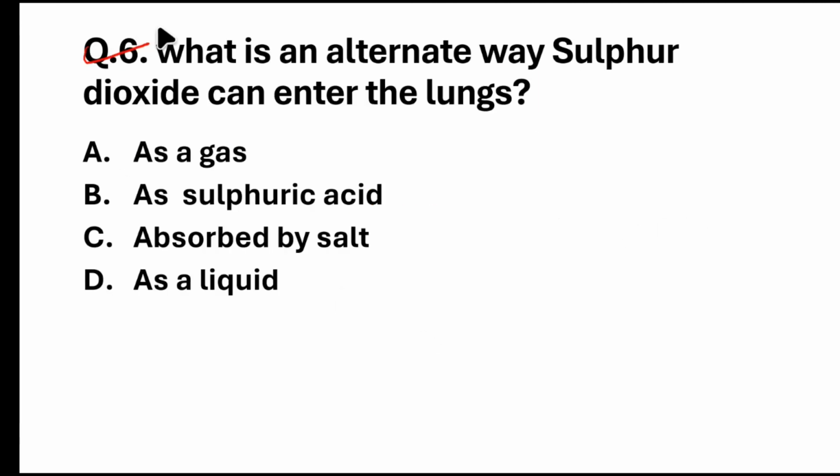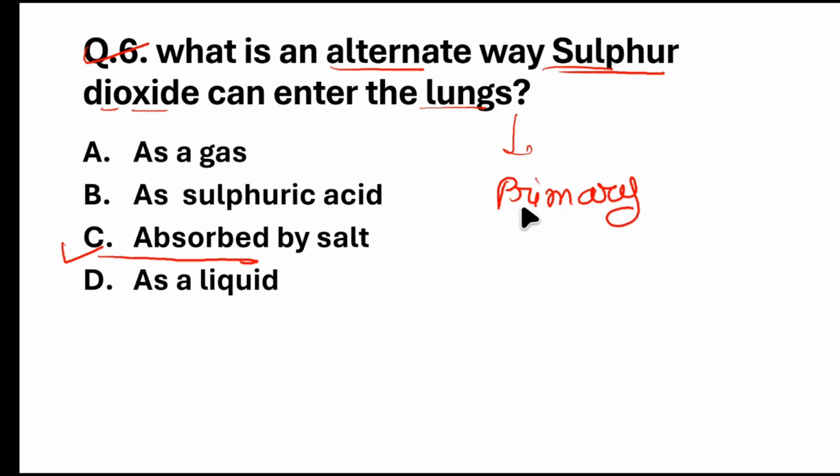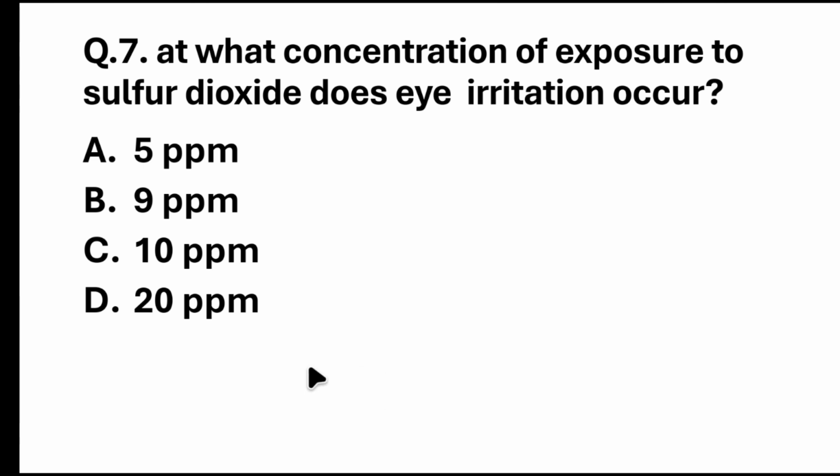Question number 6. What is an alternate way sulfur dioxide can enter the lungs? Answer option C. Absorbed by salt. Because sulfur dioxide's primary mode of entrance into the body is as a gas. Its alternative method would be by being absorbed by aerosols of metals and their salts, and sulfuric acid formation occurs in the lungs.